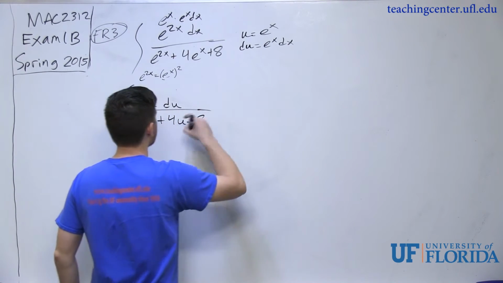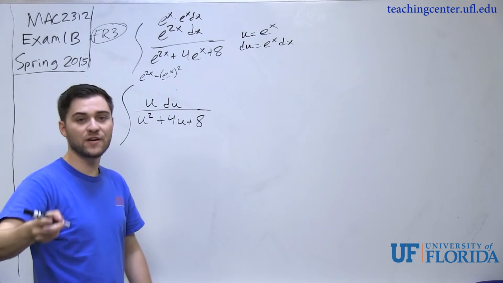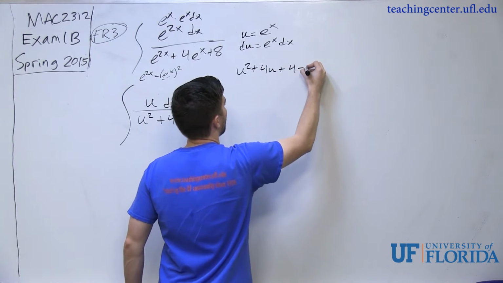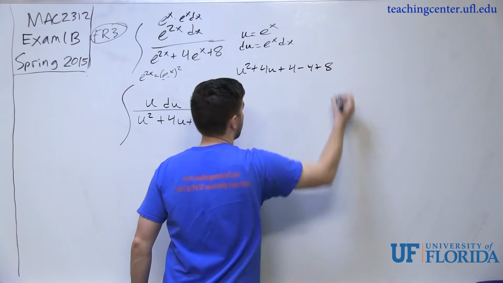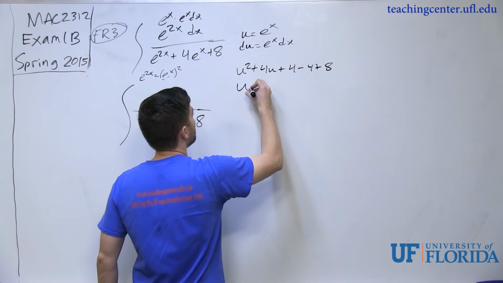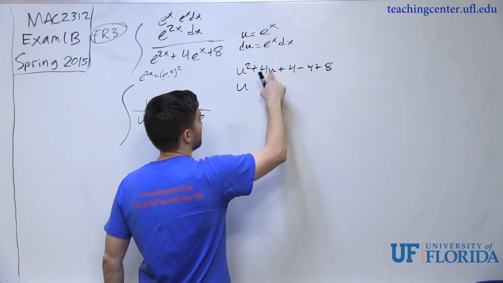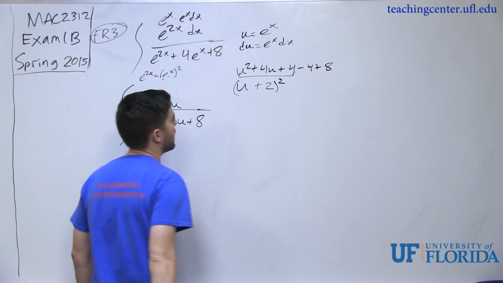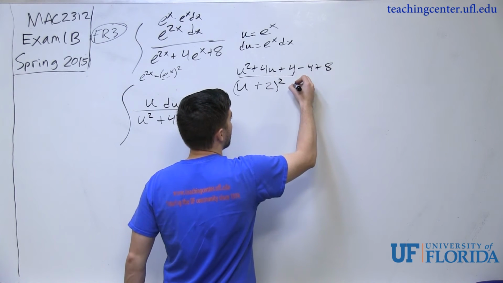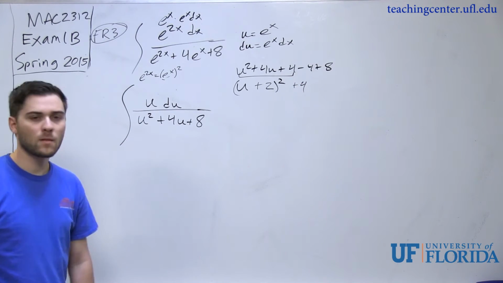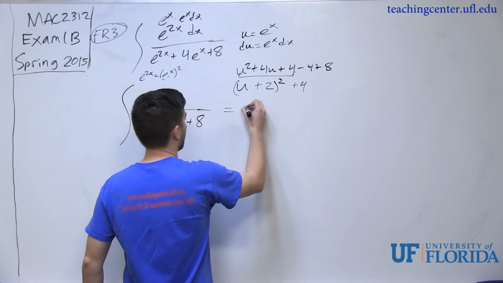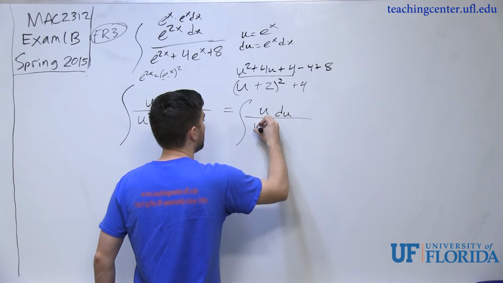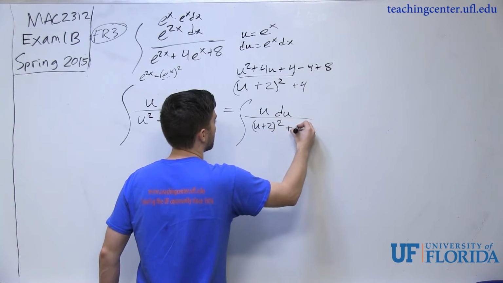So, by focusing on this, 4 divided by 2 is 2, 2 squared is 4. So to complete the square, I'm going to add 4 and subtract 4 from the term. So I end up getting u squared plus 4u plus 4, plus 8 minus 4. This is my perfect square. This becomes u plus 2 quantity squared. 8 minus 4, that's just plus 4. So now I can write this integral in a different form once again. So I have u du over u plus 2 quantity squared plus 4.